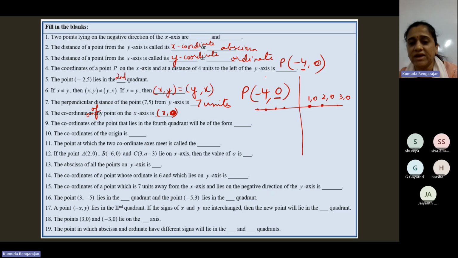Look at the points on the x-axis. What about this? Minus 1, 0. What about this? Minus 4, 0. So what do you observe? Any point on the x-axis is of the form some number, 0. Some number, right? That is x. You can even write a, b, c, d. But in general, we say x. Like in textbooks, we'll find x, 0.